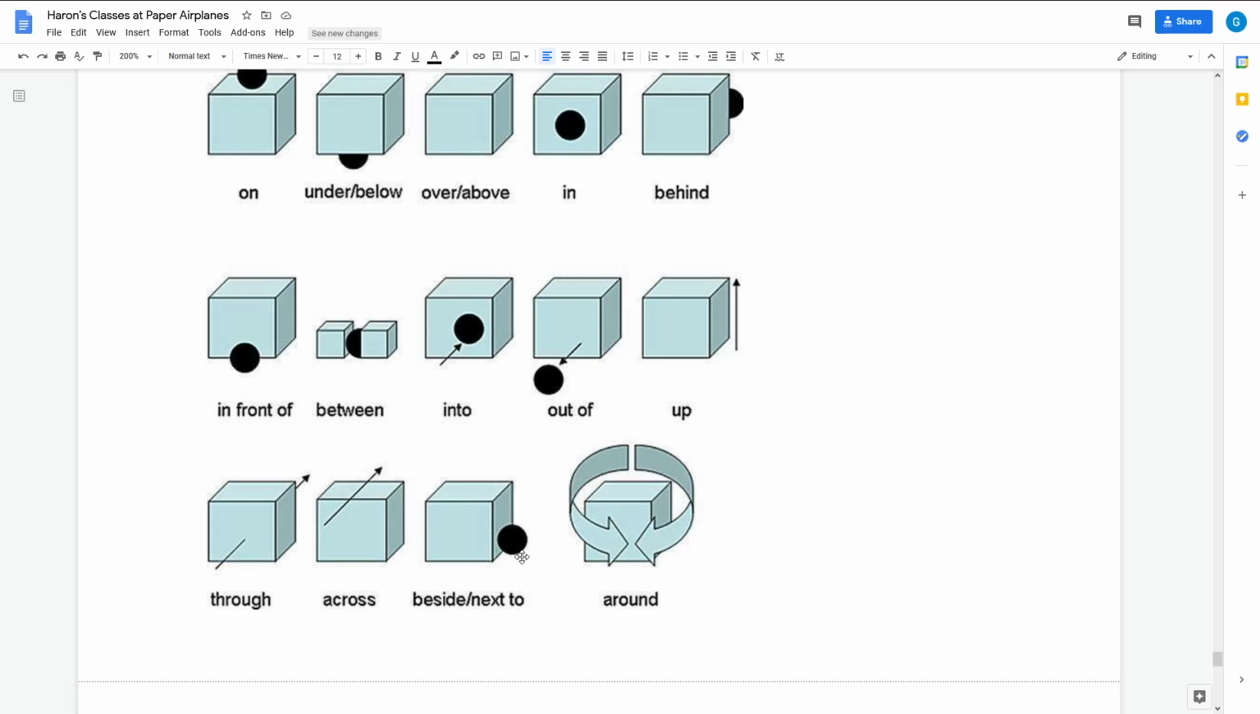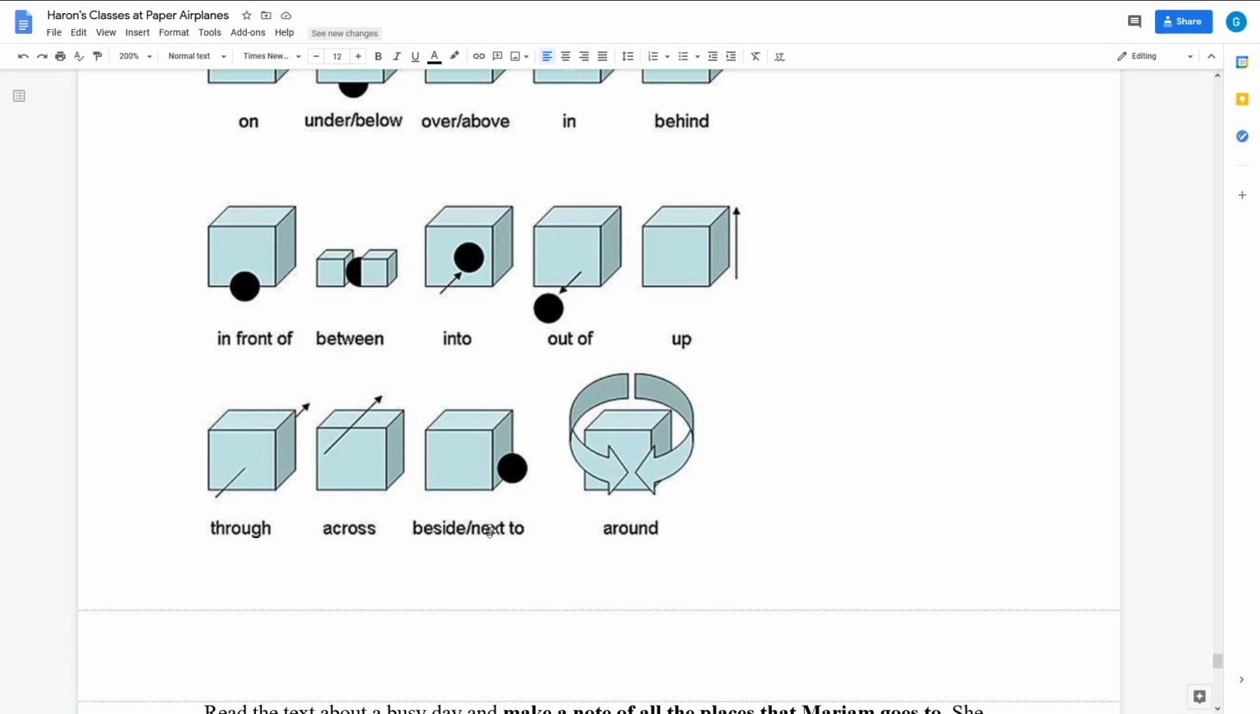Here we have another preposition of position. The ball is next to the box. Notice two words with this preposition. Or the ball is beside the box. And finally, this preposition: the arrows are around the box. Again, not clear in the diagram, but around. They go all around the box. Those are some examples which probably you already know from your English learning.